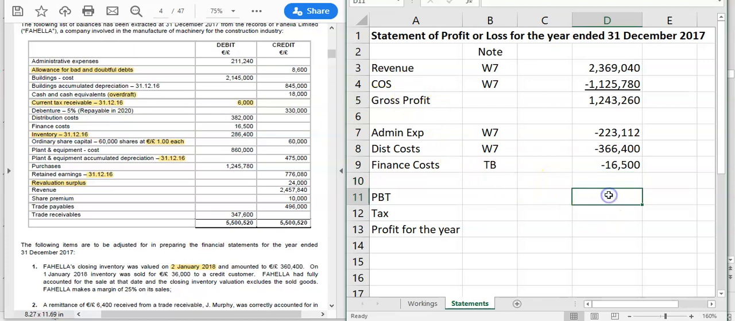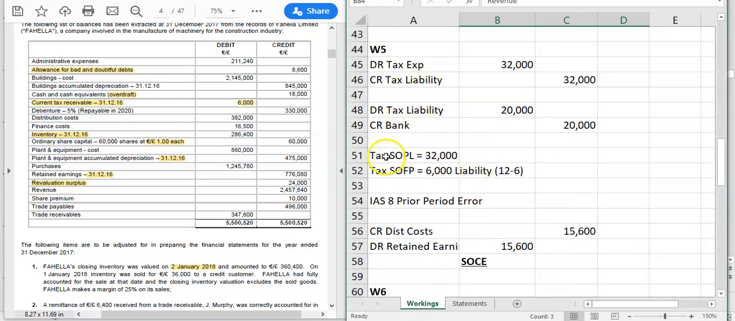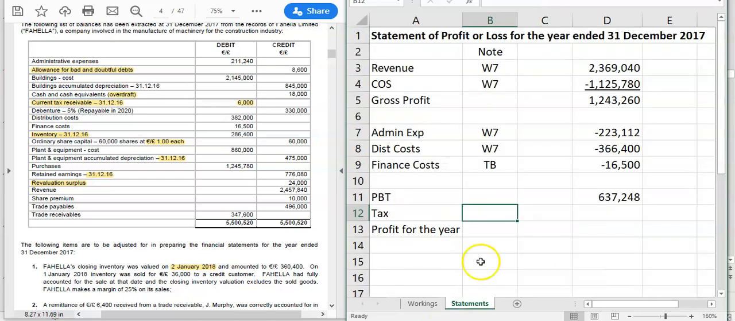So that gets me my profit before tax. I can't see any other expense. Just have a quick look through, see there's no other expenses there or any other income. My profit before tax of 637,248. And my tax expense, if you remember, we have done in the workings. Working 5, tax expense for the year, 32,000. That's all I slot in. Working 5, minus 32. So your profit for the year is 605,248. And that's your first statement done completely.